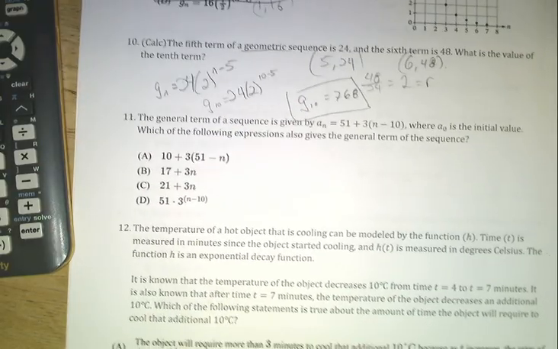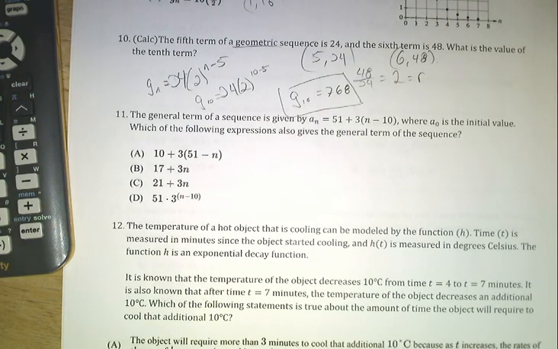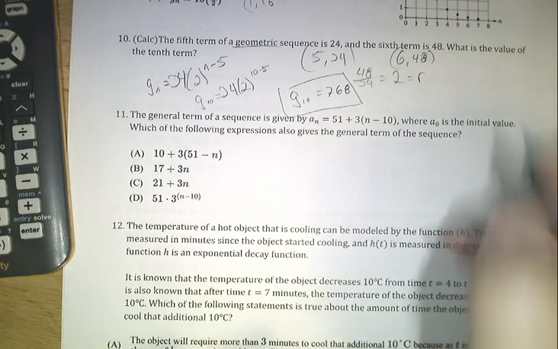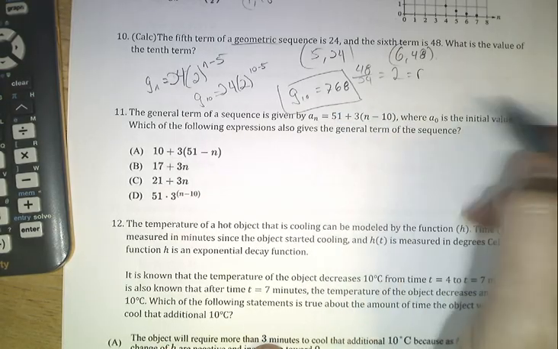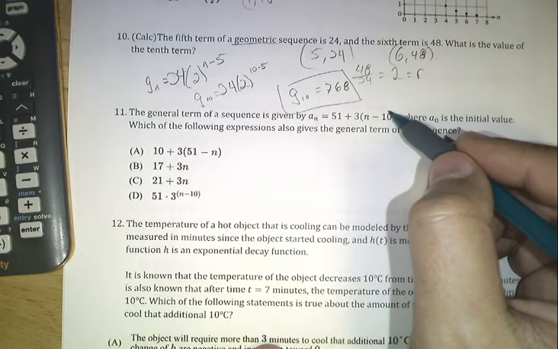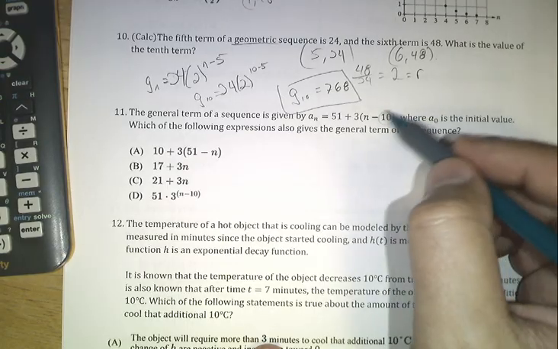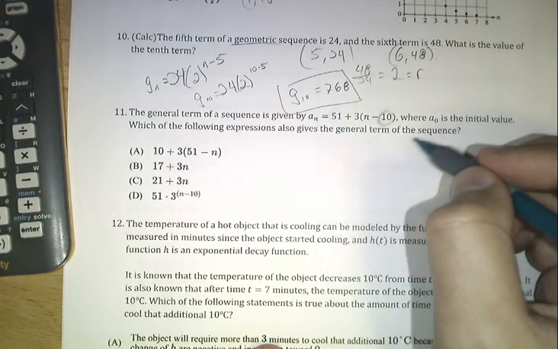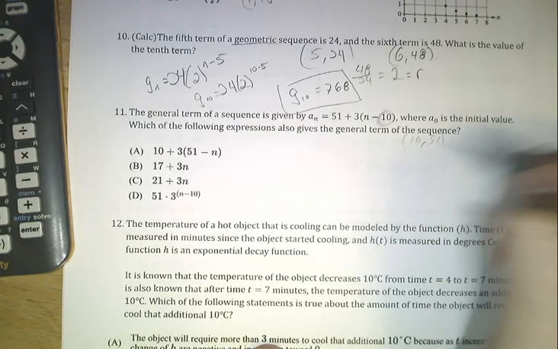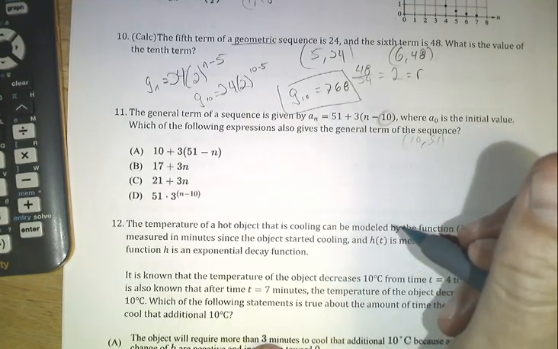Okay, number 11. The general term of a sequence is given by this function here, where a sub 0 is the initial value. Which of the following expressions also gives the general term of the sequence? So again, there's an infinite number of ways to write this. It all just depends on which number you're starting on. It looks like this one is starting on the 10th element in the sequence, and the 10th element is 51. So 10, 51 is on our graph.